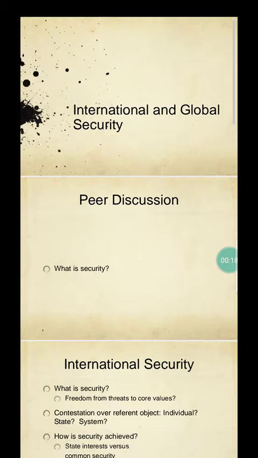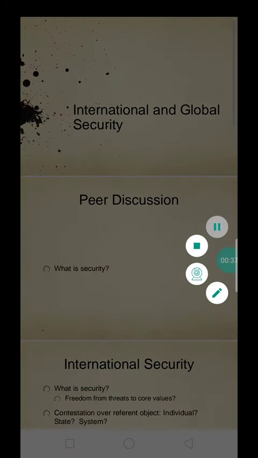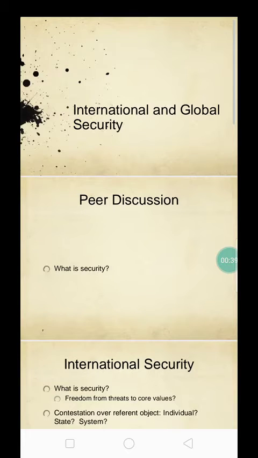Today, I'm going to discuss international and global security. When we hear the word security, some questions pop out from our mind in the area of politics. First, what is security? Freedom from threats to core values, constitution over referent object: individual, state, system. And how is security achieved? State interest versus common security.